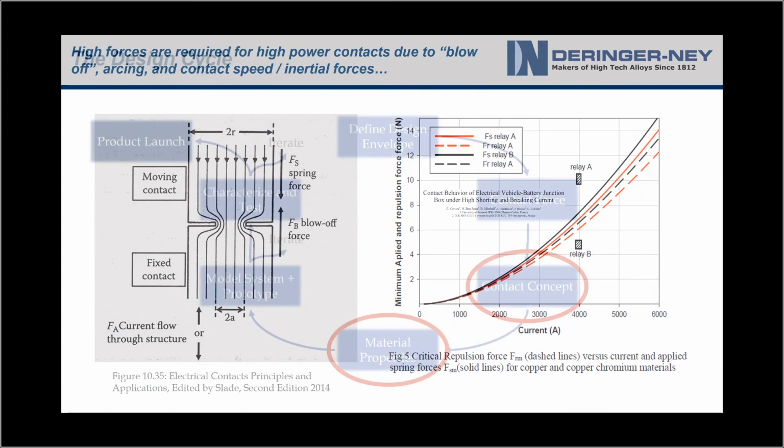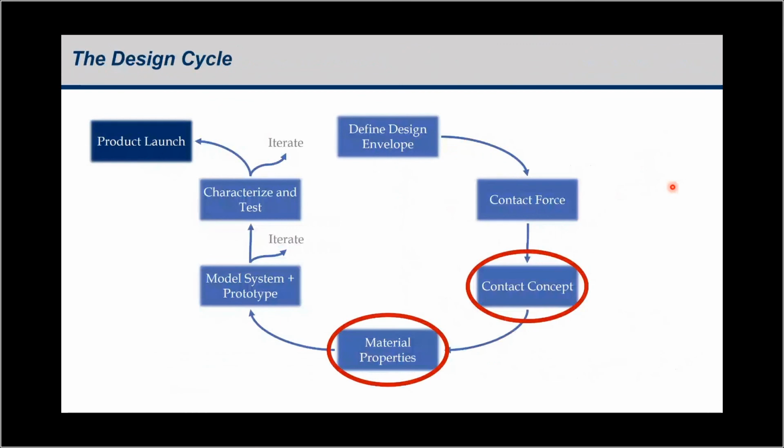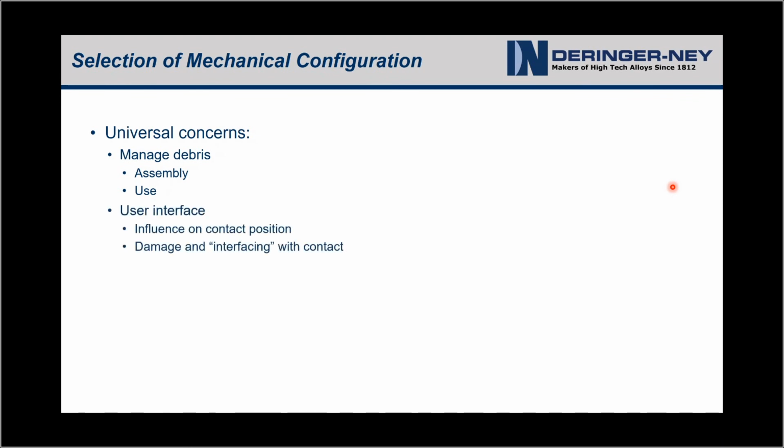So now, segueing into a little discussion of choosing a contact concept and the material properties. We have certain universal concerns that we try to address. Managing debris, any assembly, even those assembled in a clean room, right? You have to manage and design for how you're going to accommodate debris. Maybe it's debris in assembly, or maybe it's how you're accommodating for debris in use.